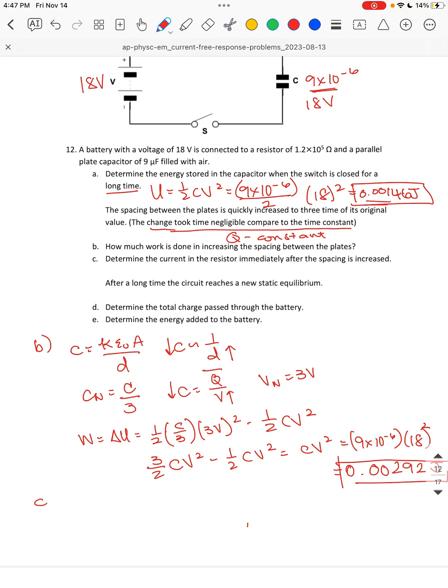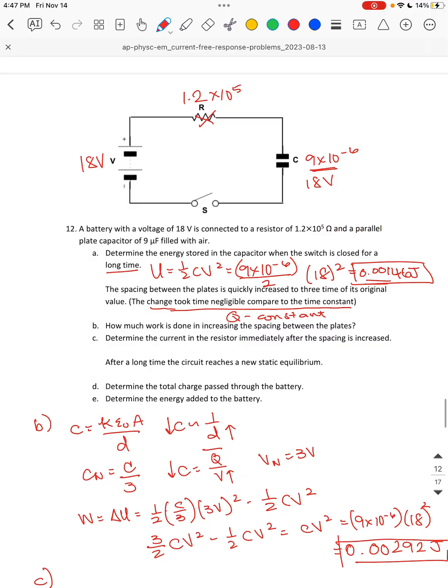Now we need to determine the current in the resistor immediately after the spacing is increased. So I'm going to go up here and I'm going to change these values. The capacitance is decreased by 3, so that means this is 3 times 10 to the negative 6. The voltage has increased by 3, so that makes this 54 volts on this capacitor. And in order to find the current, I can erase the fact that the resistance is not going to dissipate any voltage there. I can actually use the loop rule for this one.